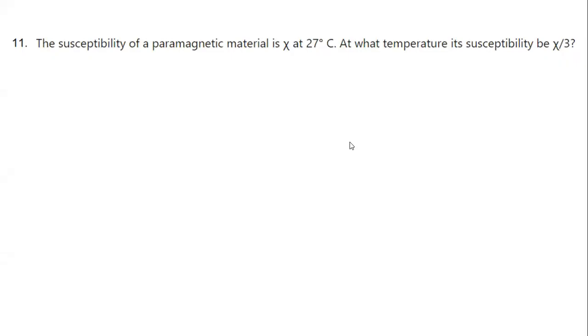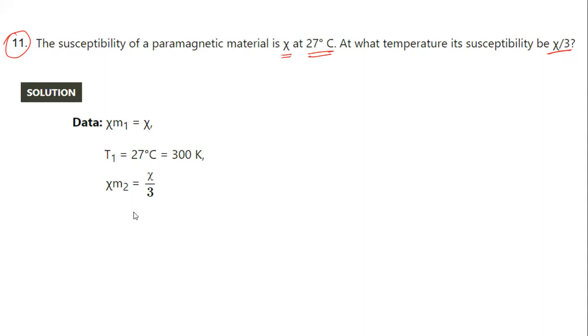Now the next problem, problem number 11. The susceptibility of a paramagnetic material is chi at 27 degrees Celsius. At what temperature is the susceptibility 1 by third of the previous one? Susceptibility 1 is this one, and susceptibility 2 is divided by 3. Temperature 1 is 27 degrees Celsius, which in Kelvin is 300, and we have to find temperature 2.